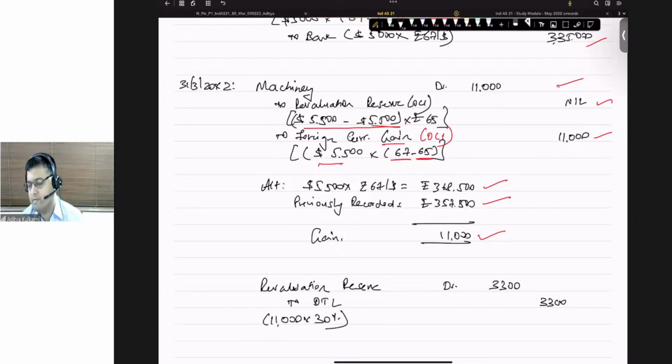11,000 into 30%. Manini, is it clear? I am writing forex gain, but that is for you to understand that the movement of 11,000 is forex gain. It will go to revaluation reserve in the other comprehensive income only. So that is why, don't get confused.